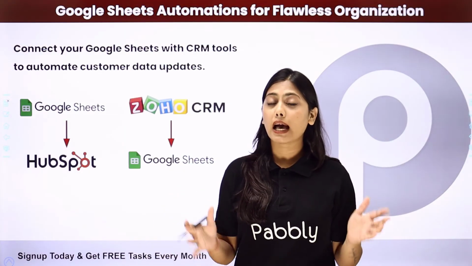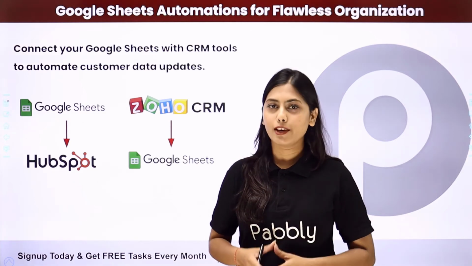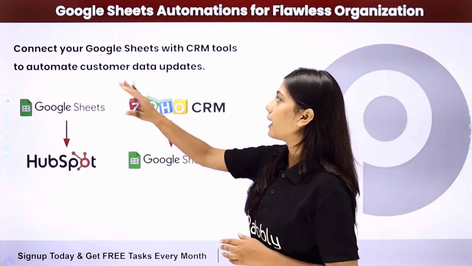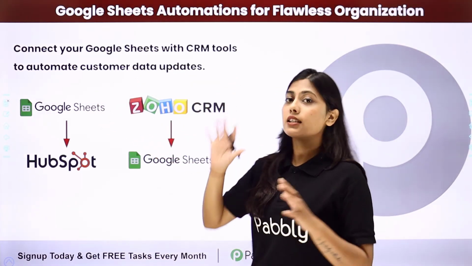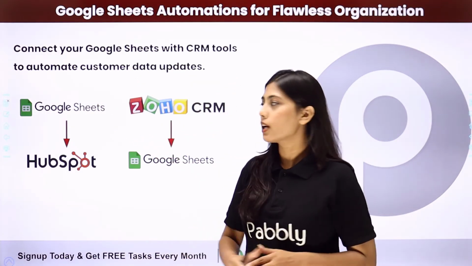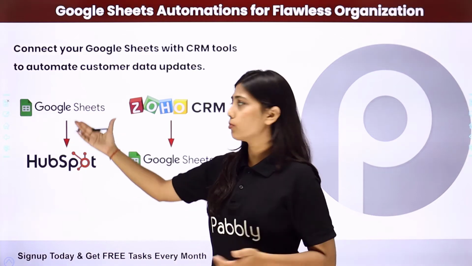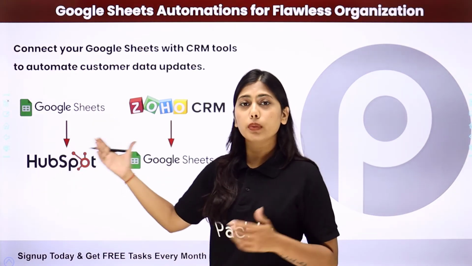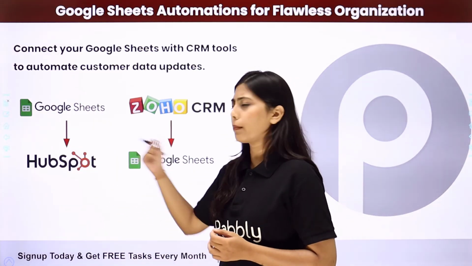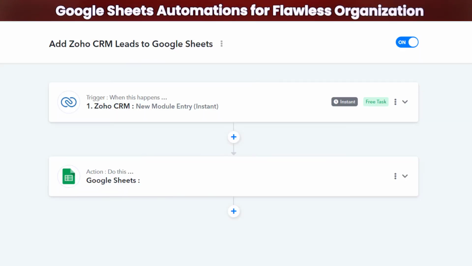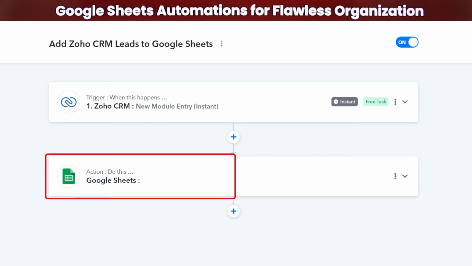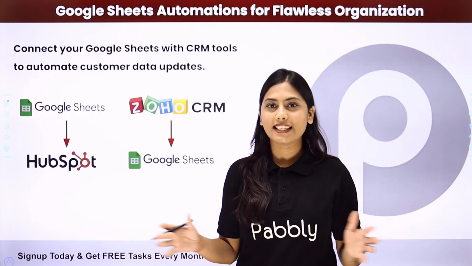Now this one is to manage the leads and also your customer information. What you can do is to connect your Google Sheets with CRM tools to automate customer data updates. In these kind of automations, what you can do is to take the data of your contacts from Google Sheets, and those contacts will be created automatically in your CRM application. Like here we have HubSpot. And on the contrary, what you can do is all the leads in your application, like here we have Zoho CRM, will be automatically stored in your Google Sheets for your future uses, and you can refer to them anytime.